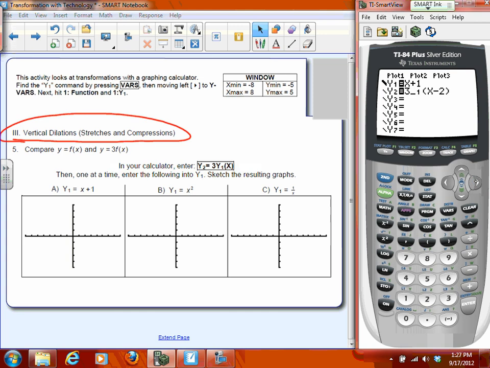Now, I can go ahead and get rid of the minus 2. I don't need that anymore. Let me delete that. And there it is. That's what I should have in y2 now. And then we can go ahead and repeat the process like we've done with the others. In y1, we're going to start with x plus 1. We're going to graph it and see what happens this time. Let's do all of them: A, B, and C.